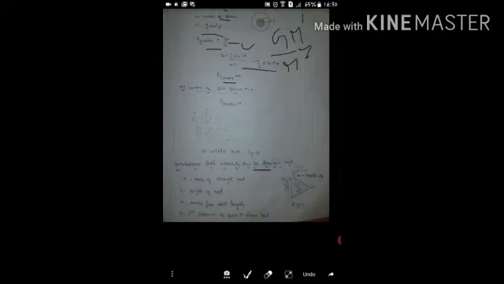And then gravitational field intensity due to a straight rod. Here M is the mass of the straight rod, L is the length of the rod, lambda is the mass per unit length, and a is the perpendicular distance of point P from the rod.